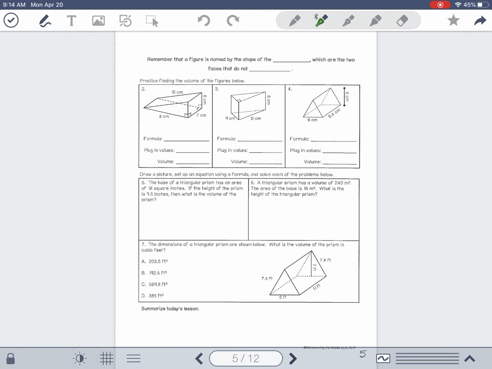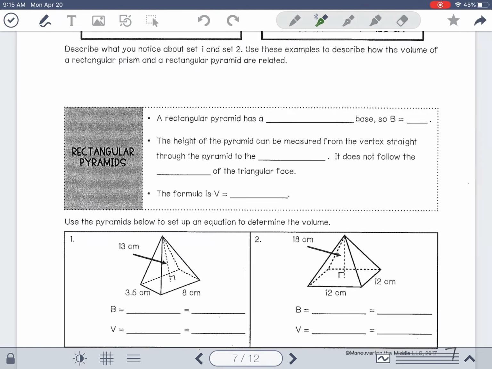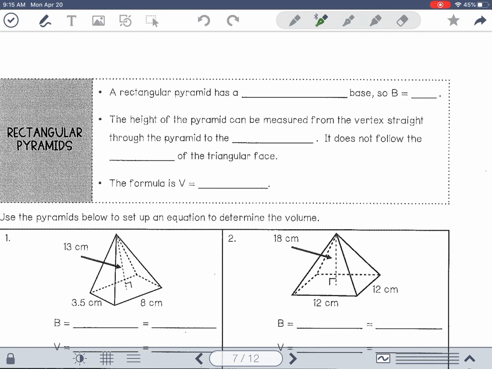All right, so let's see. We've got triangular prisms. We've already looked at those. Now we're going to take a look at the volume of a rectangular pyramid. The pyramid all comes to a point, but the base is a rectangle. Remember, it's named for what the bases are.